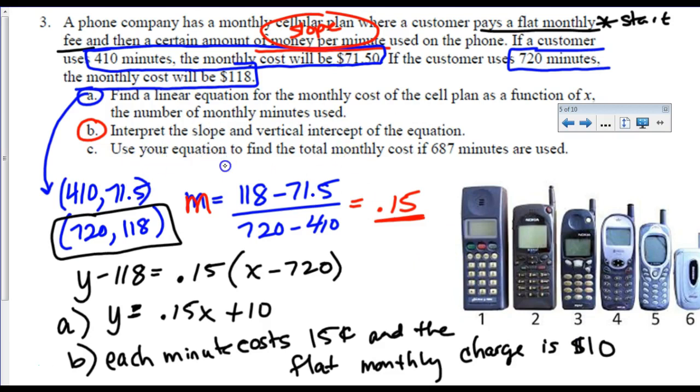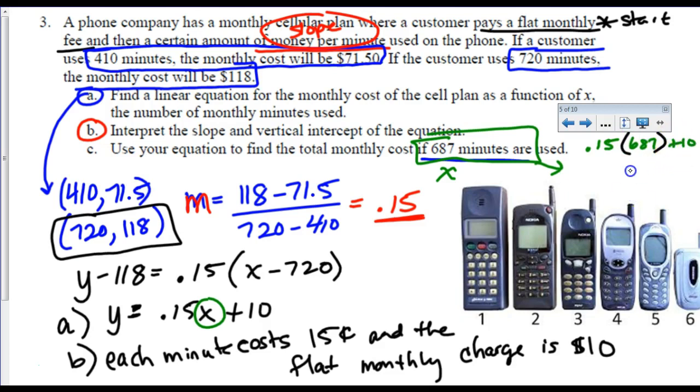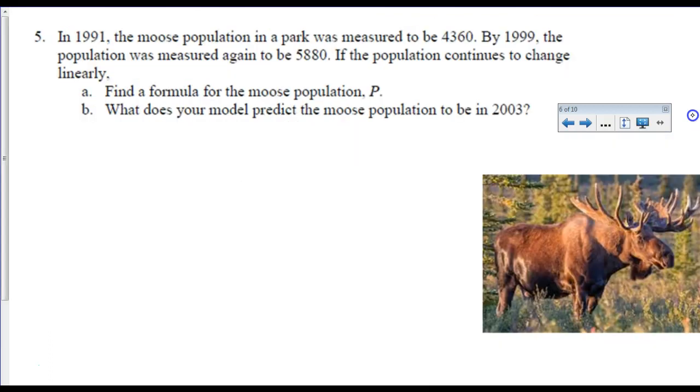All right. And then it says use your equation to find the total monthly cost if they had 687 minutes. So we're going to use that clue. That's going to go in for x into my equation, or right there. So 0.15 times 687, and then plus 10. So that customer is going to be charged $113.05. It seems like a lot. They didn't even talk about data yet. All right. So there's that example, and there's one like that on your test, I think, so you might want to revisit that.